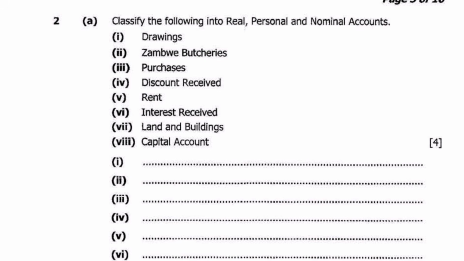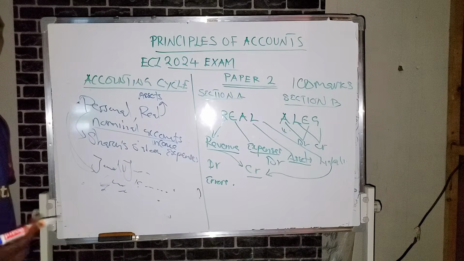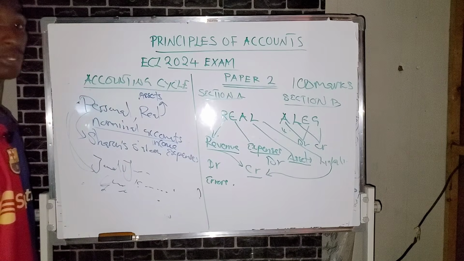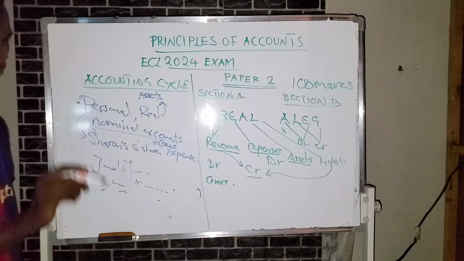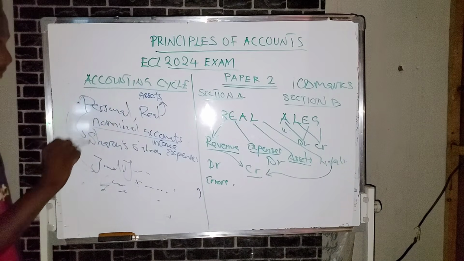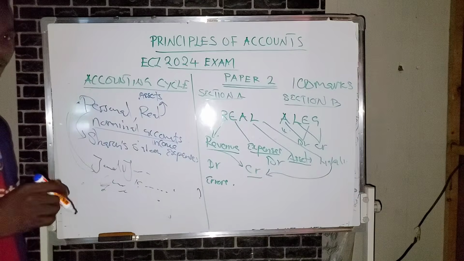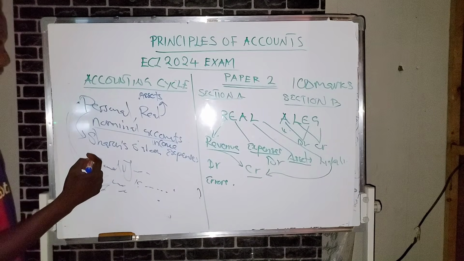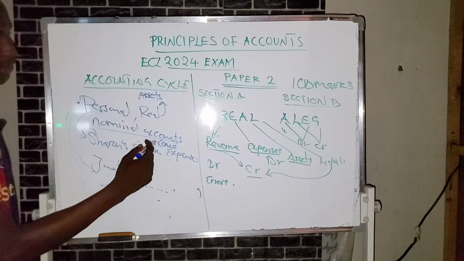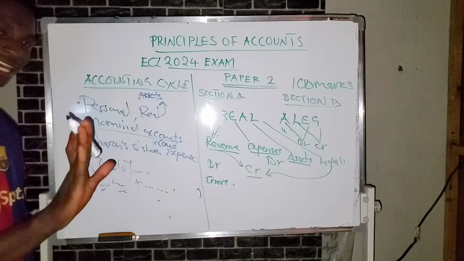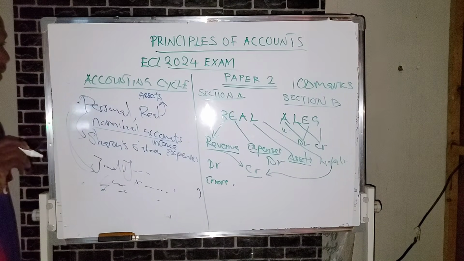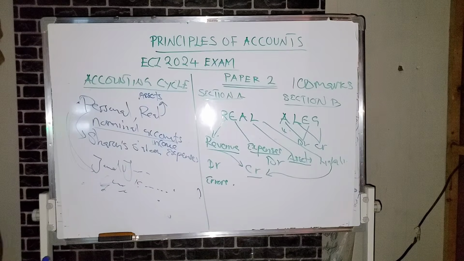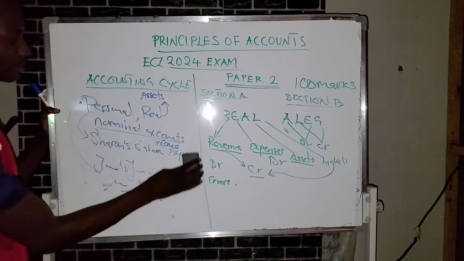So when you are told to classify the following items under the correct heading, real, personal, and nominal accounts, you should be able to know that for real, you look for assets. Personal, names of people or companies. Nominal accounts, expenses and income. Are we together, my good friends?